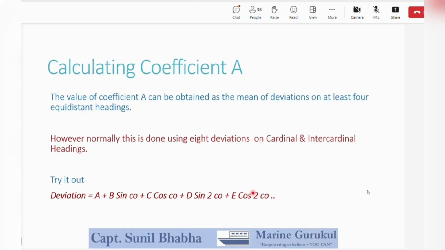Now once you get the answers and you take a mean, you will see that all the other coefficients B, C, D and E will get cancelled out. The only coefficient which will remain is coefficient A. So once this is calculated, then the compass adjuster can write this as an index error if it is present on a ship. So any doubts up to here, beta?